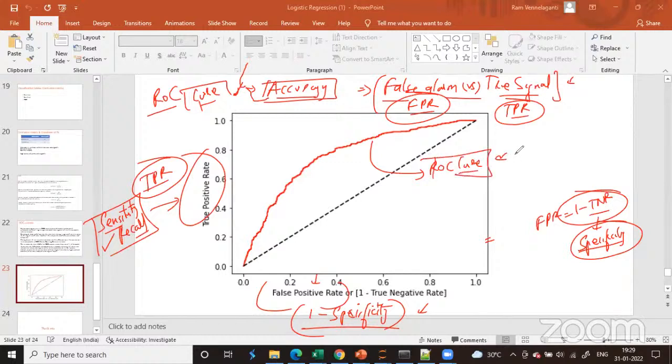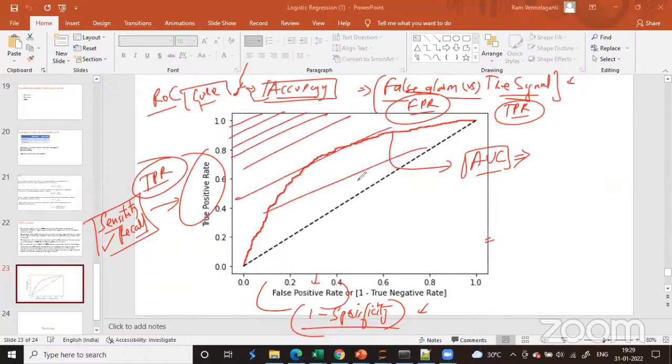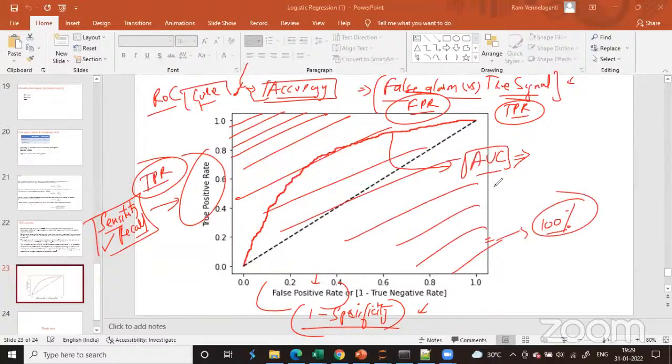So what can you understand from your ROC curve? What is the concept that it is going to use? The ROC curve uses a concept called area under the curve, or AUC. So imagine this box is representing 100% of your area.